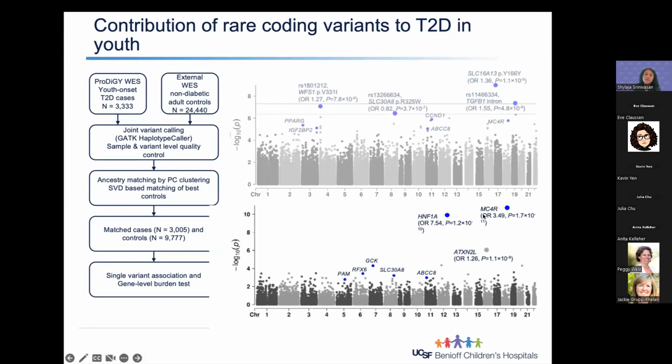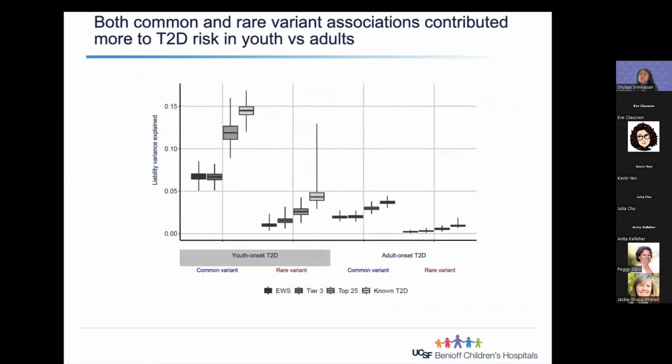So the next step was to answer our question about genetic risk for children compared to genetic risk for adults, looking at both common and rare variants. What you're looking at here is the liability variance, or the genetic variance explained by both the common and rare variants for youth onset diabetes as well as adult onset diabetes. And we did this in multiple ways. We first looked at only the exome-wide significant variants. We looked at the top 10, top 25, as well as all of the known type 2 diabetes genes.